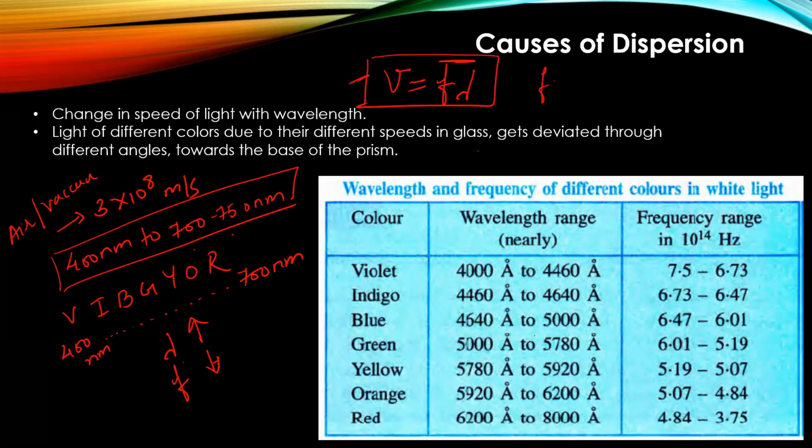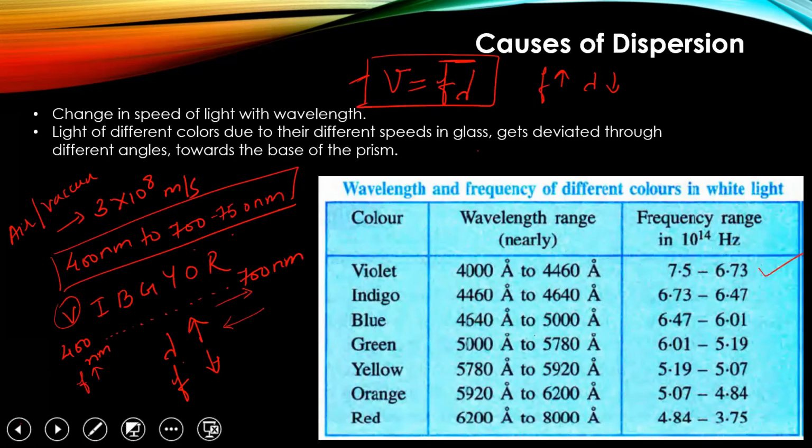So if frequency increases, lambda decreases, and vice versa. If frequency decreases, lambda increases. So in the VIBGYOR sequence, we know as lambda is increasing in this way, frequency will decrease in this way. Violet light, which has the least wavelength, will have the maximum frequency, you can see over here, and red light, which has the highest wavelength, will have the minimum frequency.